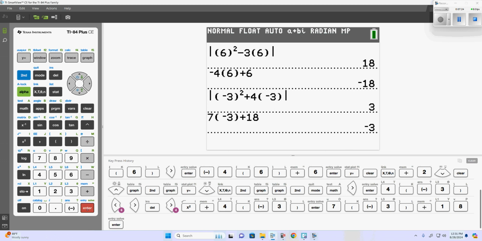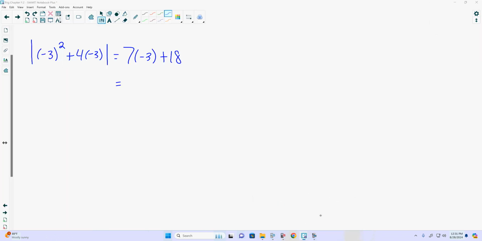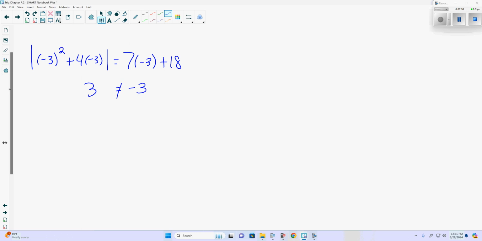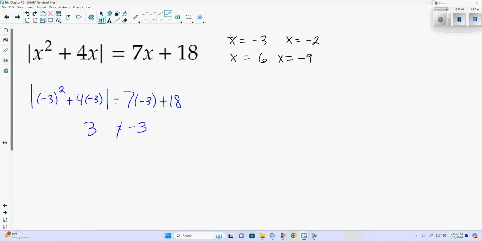Okay. Anyway, I'm writing it down for myself. So what it told us here is that 3 is equal to negative 3. No. So negative 3 is not a solution. Now we can do the same thing for negative 2, 6, and negative 9, yes? All right.